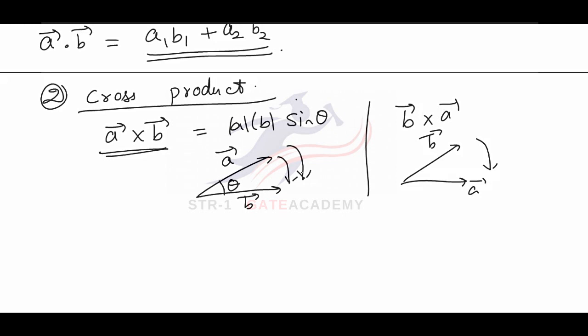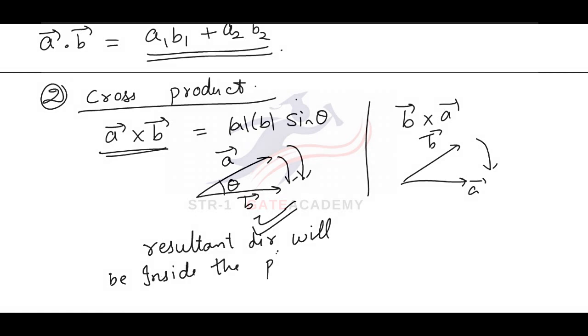For example, if I want to find out a cross b in this case, the resultant direction will be inside the plane, right? But here if you find out in this case b cross a, then the direction will be outside the plane, right? We represent cross as inside, dot as outside the plane. Clear? So these are basic operations on vectors, and this is not what is required. We are talking about vector calculus, so we'll be talking about the calculus fundamentals here. These are just basics which I wanted to discuss before we get into the actual types.